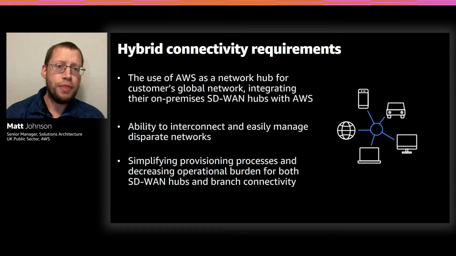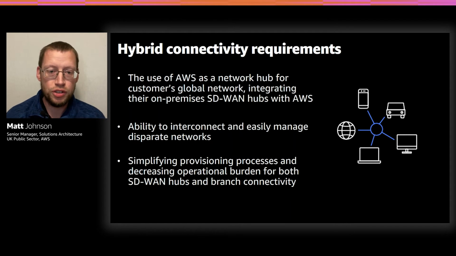So I'll start with some common requests we hear from customers around hybrid connectivity. And in essence, it boils down to 3 things. First, customers are really keen to use AWS as their network hub for their global network. So that's for integrating on-premises SD-WAN hubs or on-premises infrastructure with AWS. And they really want the ability to do this easily, to be able to manage these disparate networks from a straightforward system, and simplify the provisioning process to decrease the operational burden and improve the speed of deployment for things like SD-WAN hubs and branch connectivity.